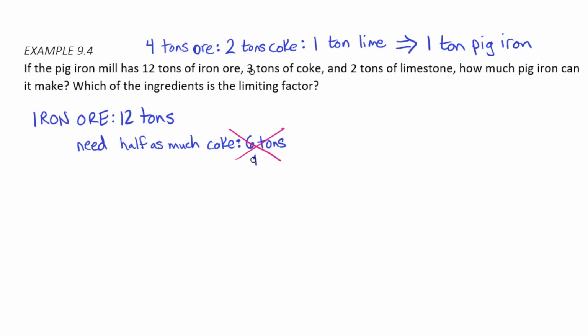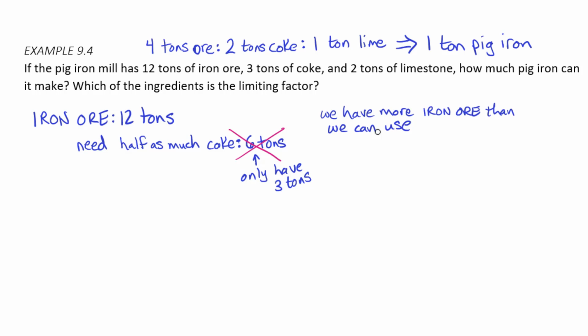But here's the problem. We don't have 6 tons of coke. We only have 3 tons of coke. So iron ore is not going to limit us. We have extra iron ore for the amount of coke that we have. So iron ore is not going to be a limiting factor. We have too much of it.